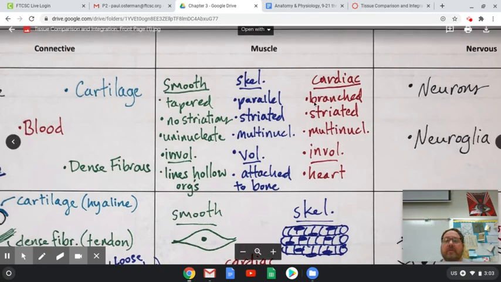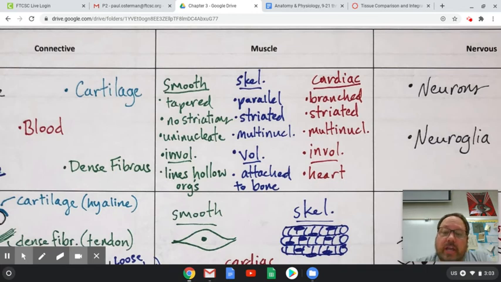The last category of muscle we look at is cardiac muscle. Now, cardiac muscle is branched so that signals pass rapidly through the tissue. They are striated, so there are stripes there, and they are multinucleate. Now, cardiac muscle, thankfully, is involuntary, so you don't have to think about making your heart beat 60 to 80 times a minute. And again, we find it just in the heart.